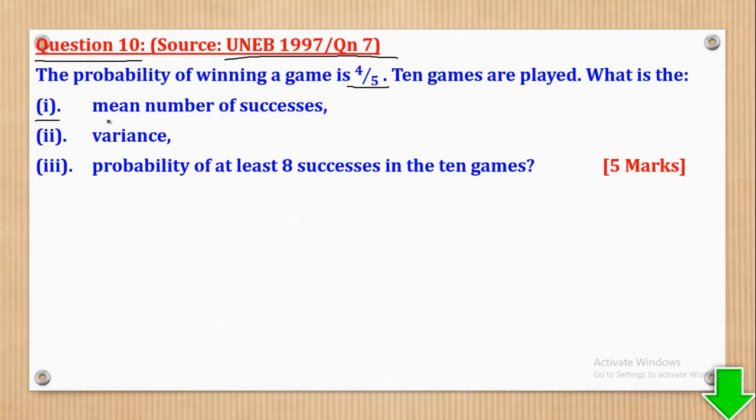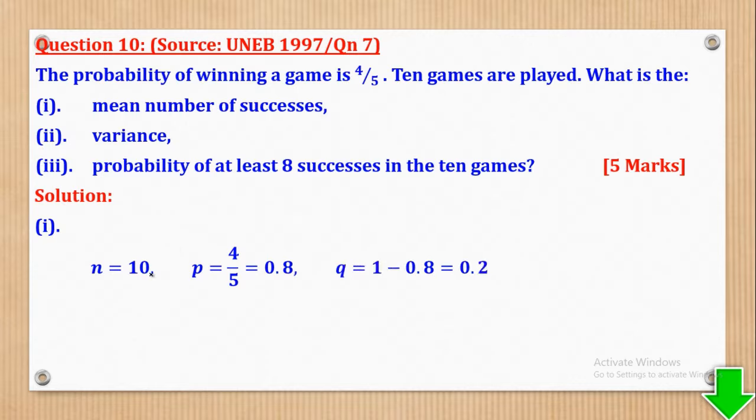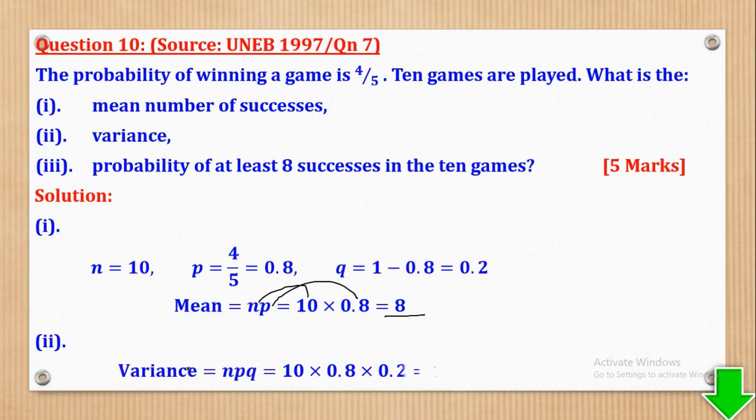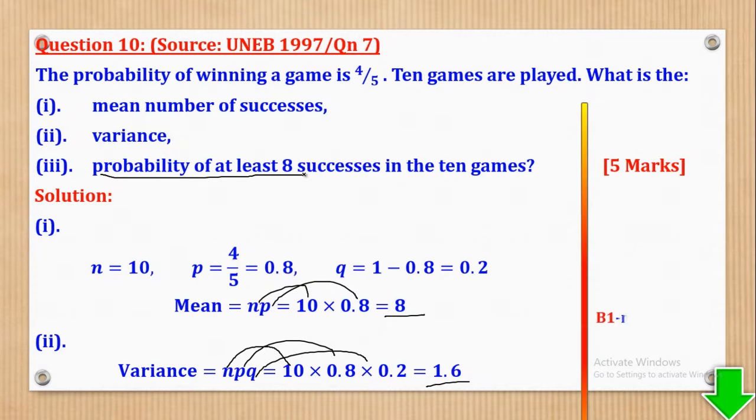What is Roman 1 the mean number of successes, and Roman 2 the variance, and Roman 3 the probability of at least 8 successes in the 10 games? So Roman 1, they want the mean. Mean is NP, therefore you come and say that N is 10, P is 0.8, therefore the mean is 8. Then the variance is NPQ, N is 10, P is 0.8, Q is 0.2, therefore the variance is 1.6. Then Roman 3, they want the probability of at least 8 successes.